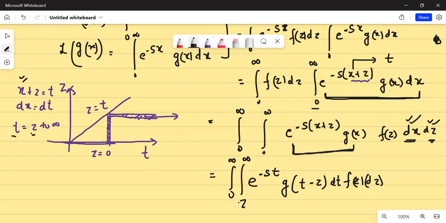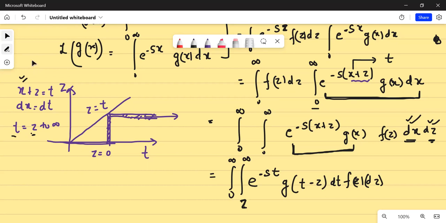Is that clear? Alpha, is that clear or not clear? Okay, good enough. Let's go.